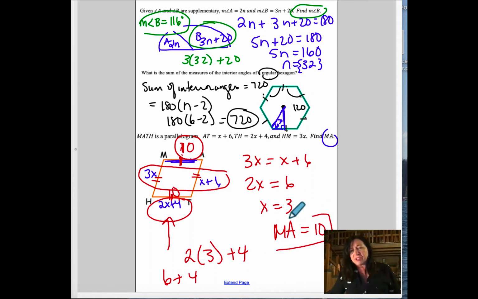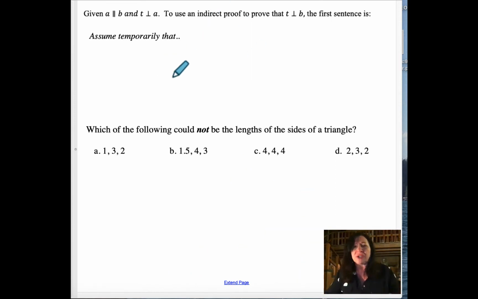And when you're doing that, just keep in mind that you don't put a line over, because it's a line segment. When you're talking about a measurement, you don't put a line over the letters. Okay? So next question. It says, given A is parallel to B. So here's A, here's B. A is parallel to B.